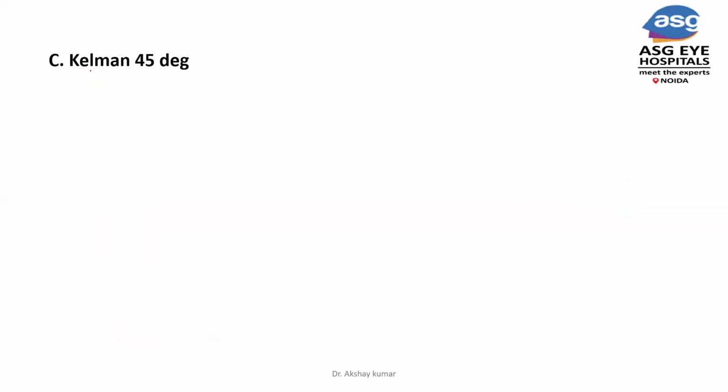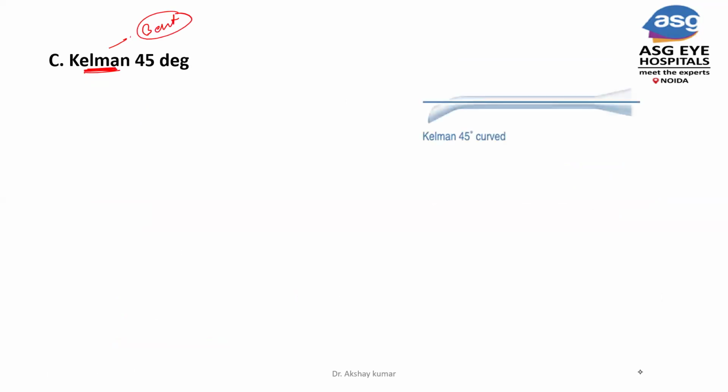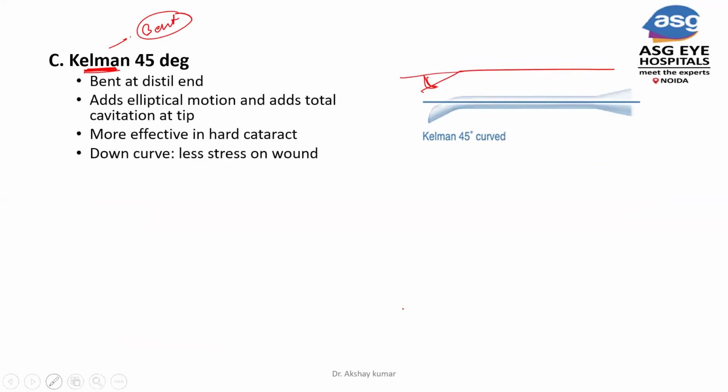Then the Kelman 45 degree. Kelman 45 degree means there is a 45-degree bend at the distal end of the phaco tip. So it is very helpful in hard cataract. It also adds an elliptical motion and adds total cavitation at the tip.